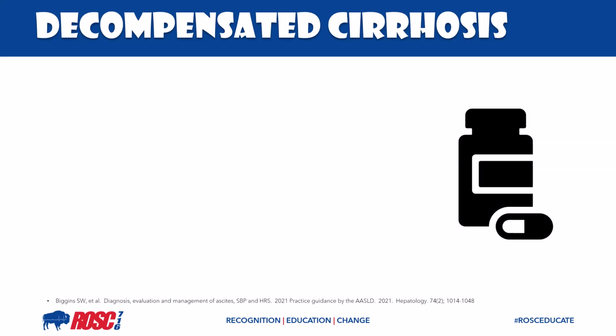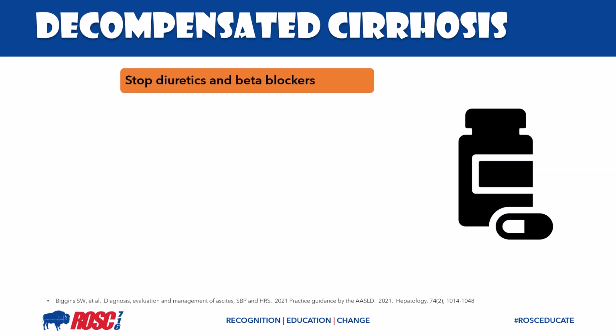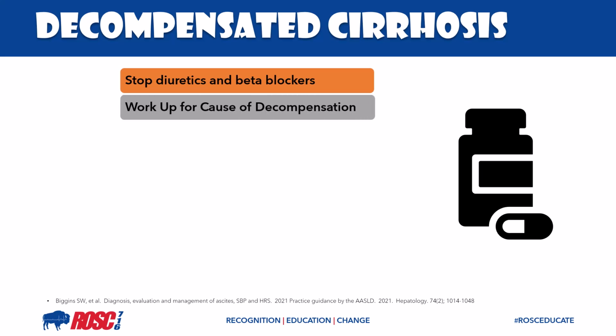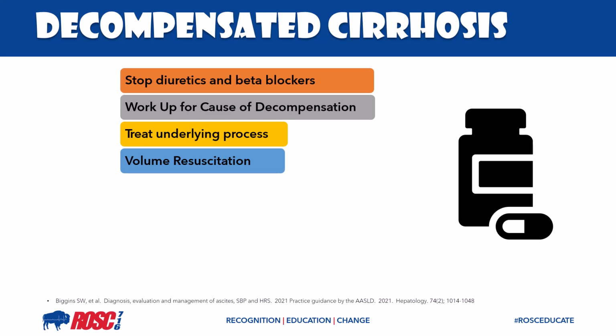So how do we treat these patients? Well, if they're in a decompensated state, we need to stop their diuretics and their non-selective beta blockers. We need to work up the cause of decompensation, and then we need to treat the underlying process. Then we need to move on to fluid resuscitation. And if the patient's at risk for AKI, most prefer 25% albumin initially.